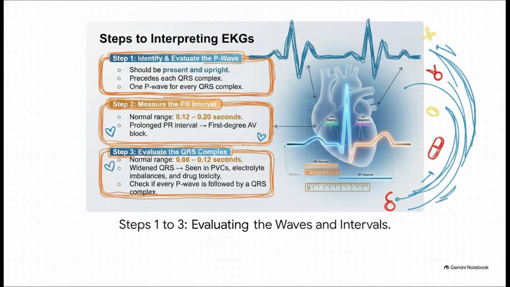Step 1, ensure the P wave is actually present, that it's upright, and that it comes right before every QRS. Step 2, verify the PR interval is strictly between 0.12 and 0.20 seconds. And Step 3, check that the QRS complex is appropriately narrow, falling within that normal range of 0.06 to less than 0.12 seconds. Because a widened QRS could literally signal electrolyte imbalances or drug toxicity.